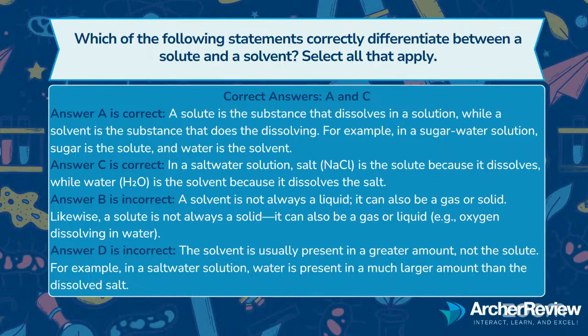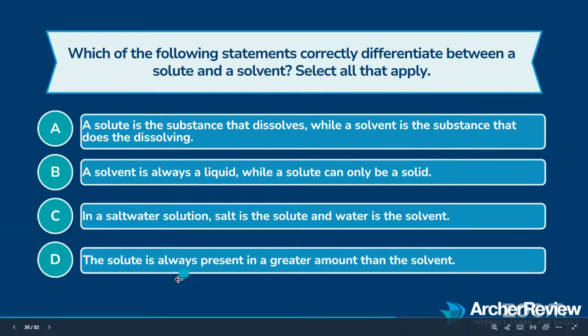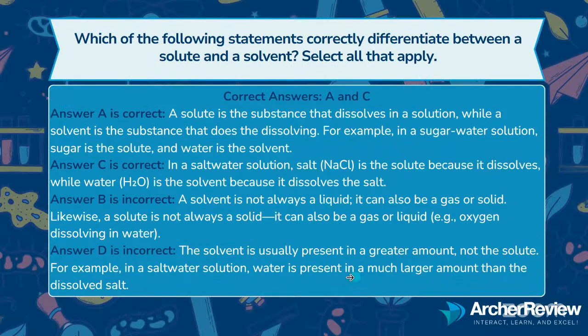I was talking about the Crystal Light packets yesterday, but think about how you can buy the liquid Crystal Light that comes in drops. That would be a visual to think about how the solute can be a liquid as well. And then answer D being incorrect: the solute is always present in a greater amount than the solvent. No. First of all, be aware of those words, always. Those can generally be an indicator that it's not a correct answer. And this is the flip side. Generally, the solvent is in a greater amount than the solute. Not always, but generally. So keep those in mind.